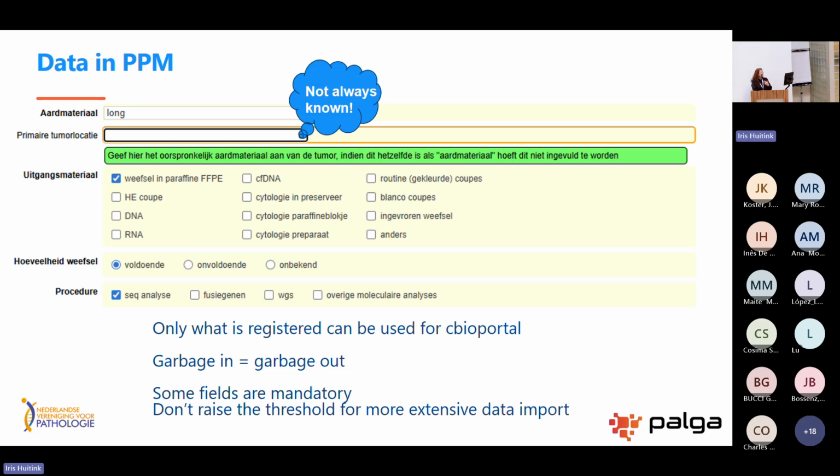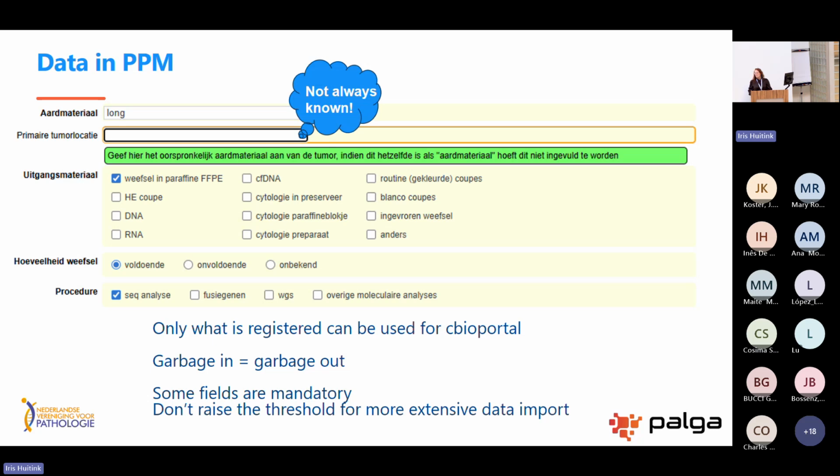So in our hospital, we don't fill out primary tumor location. So we don't have the information what the tumor type was. But we do get the data in cBioportal, which is great. But if you don't know the tumor type, what kind of analysis can you do based on that data? And of course, everyone knows garbage in is garbage out, so you really need to think about what data you need to put in there.